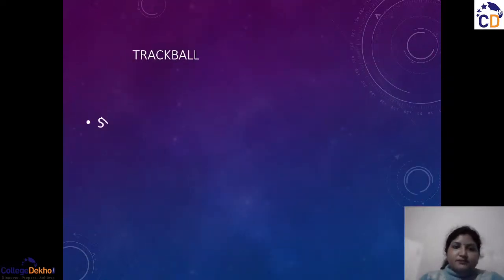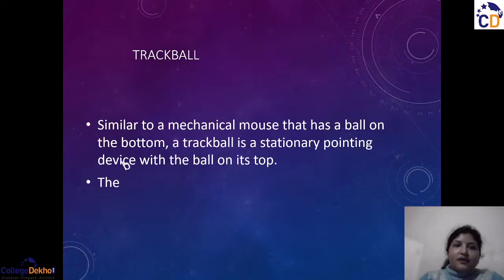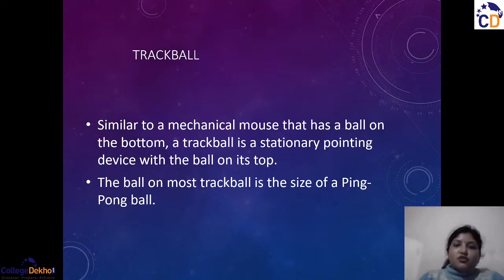Again, there is a trackball which is used to give the input to the computer. It is similar to your mechanical mouse, where we have a ball inside it. It has a ball on the bottom. The trackball is a stationary pointing device with a ball on its top. So you can give the instruction by pressing the movement of that ball.